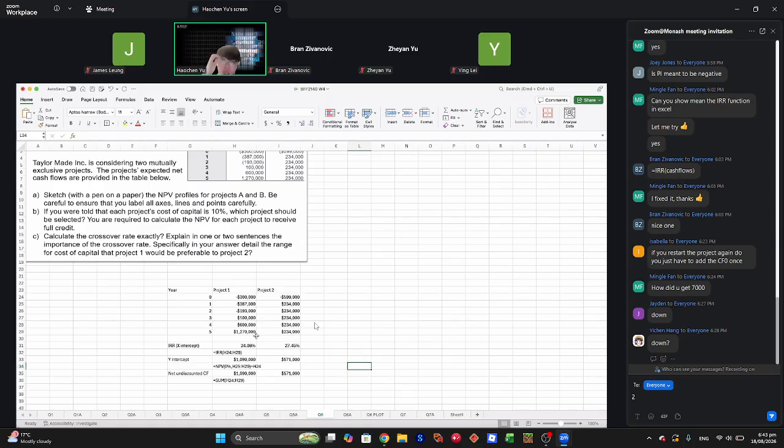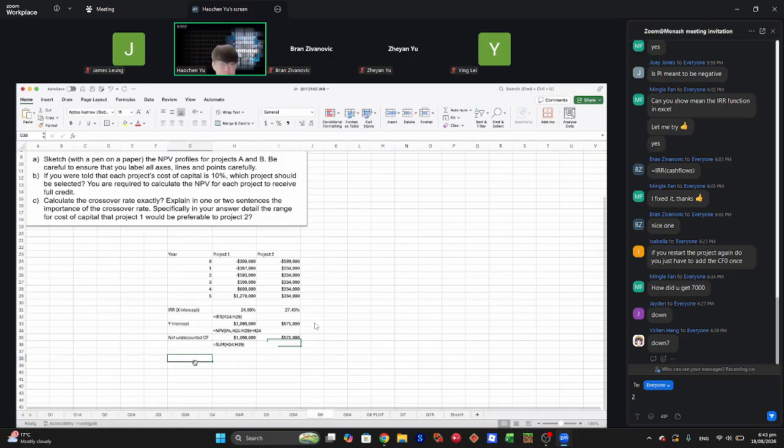The second part is quite straightforward. What if we tell you that the cost of capital is just 10%? So which project are you going to choose? If the cost of capital is 10%, we want to know which one to choose. And the question asks you to calculate the NPV. So this part is very straightforward. You already have cash flows, and we give you the discount rate as 10%. And we want to know which one has the higher level of NPV.